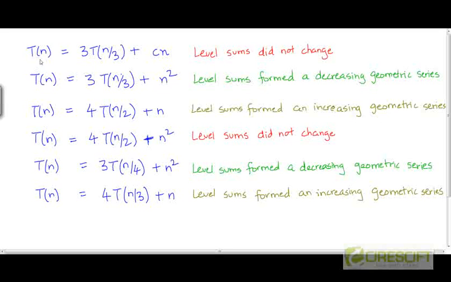So there were essentially three different types of recurrences. There were recurrences for which the level sums did not change down the tree. There were other recurrences for which the level sums formed either an increasing geometric series or a decreasing geometric series. We're now going to try and solve a generic recurrence equation of the form T of n equals a times T of n by b plus some function f of n.